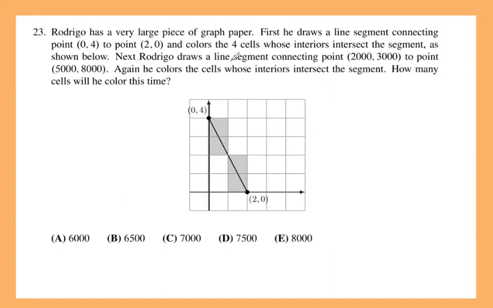And next he is going to draw a segment connecting the coordinates (2000, 3000) to (5000, 8000). So again, he colors the cells that intersect the segment. And how many cells will be colored? This is the challenging question, to be honest.